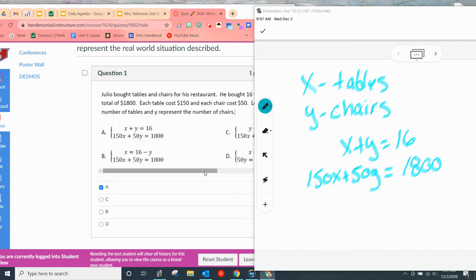Now I need to look and see if any more of these are equivalent. Let's look at B. Notice the only difference in B is the first equation. This one says X plus Y equals 16, but B says X equals 16 minus Y. Sometimes we don't even have to do any work, we can think about this. If X is tables, it says my number of tables is equal to the total 16 minus however many chairs I have. So my number of tables should be the total number of items, take away chairs. Hopefully that makes sense.